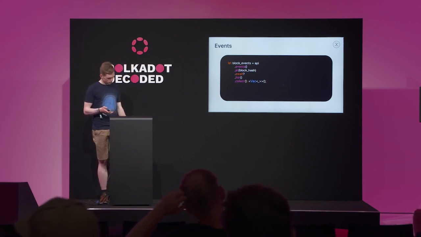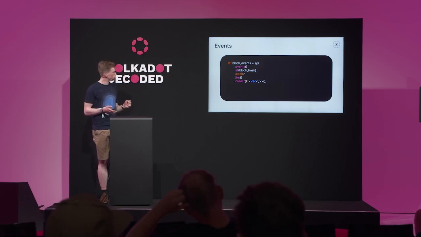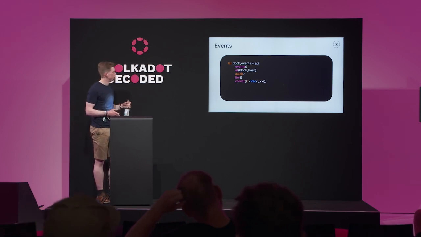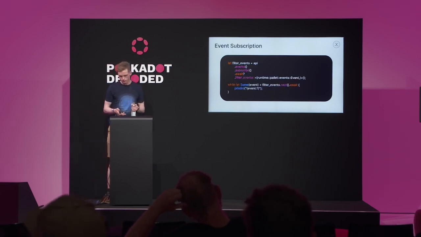Next up, events. In this example, we are querying events at a specific block hash. Again, this may or may not fail, depending on whether the node is storing enough blocks. But then in this example, we just collect all the events in that block. We could do whatever we want with those.